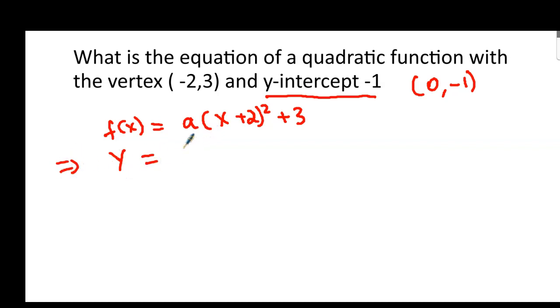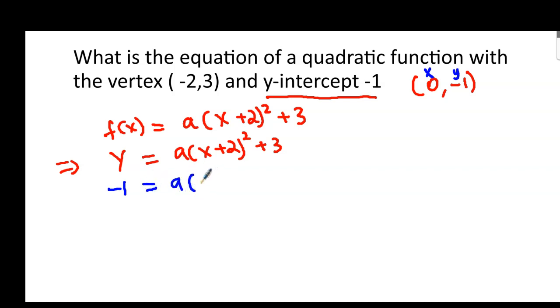let's imply that y is equal to a (x plus 2) all squared plus 3. Remember, this is x and this is y. So wherever we see y, we put -1 is equal to a, and here becomes (0 plus 2) all squared, and then plus 3. -1 is equal to a. This becomes 2 because 0 plus 2 is 2, squared, plus 3.